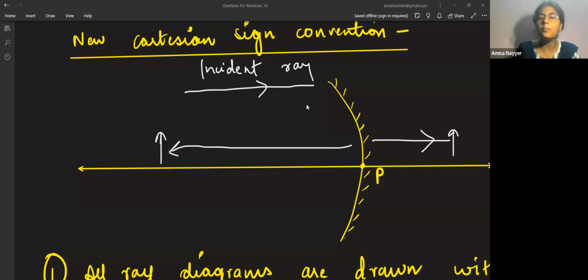Ma'am, can you repeat again? Yes, yeah, see. Ma'am, I had to go somewhere, so can you repeat from the starting, this new Cartesian sign convention? Yes, Chavez? I'll repeat.